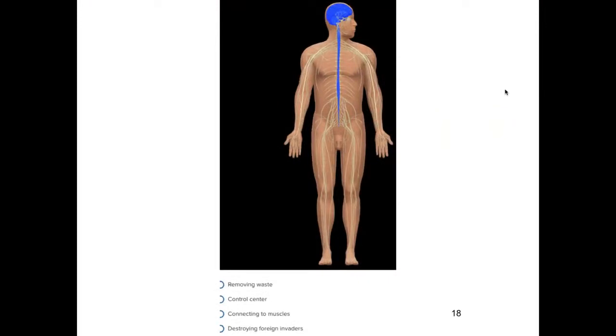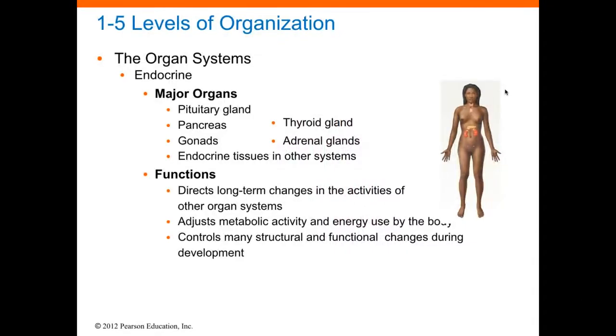So here in the highlighted blue region, what would we see right here? Is it responsible for removing waste? No. Is it connecting to muscles? Is it destroying invaders? This is the control center, the brain and the spinal cord. It is the first system that develops embryologically after sperm and egg come together. Somewhere around day 18 to 20 is where the neural system starts to develop. It is the control center. It's Houston control, if you would.